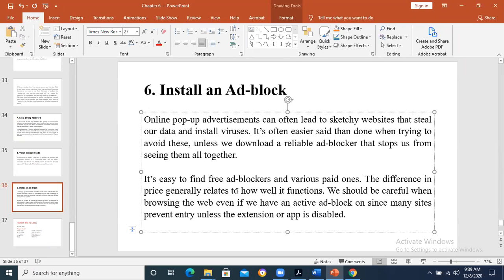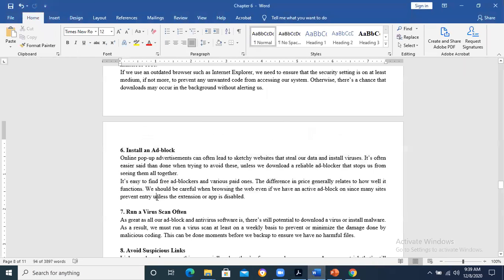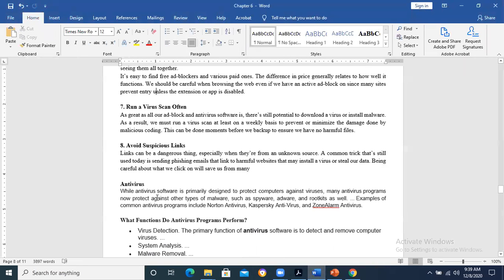It's easy to find free blockers. Ad blocker software is available nowadays. You can install an ad blocker, and then your web browser, or whatever you are using over the internet, is not going to show you the ads. And of course when you don't have the ads, you are not going to click by mistake, and nothing harmful will be installed on your computer system.